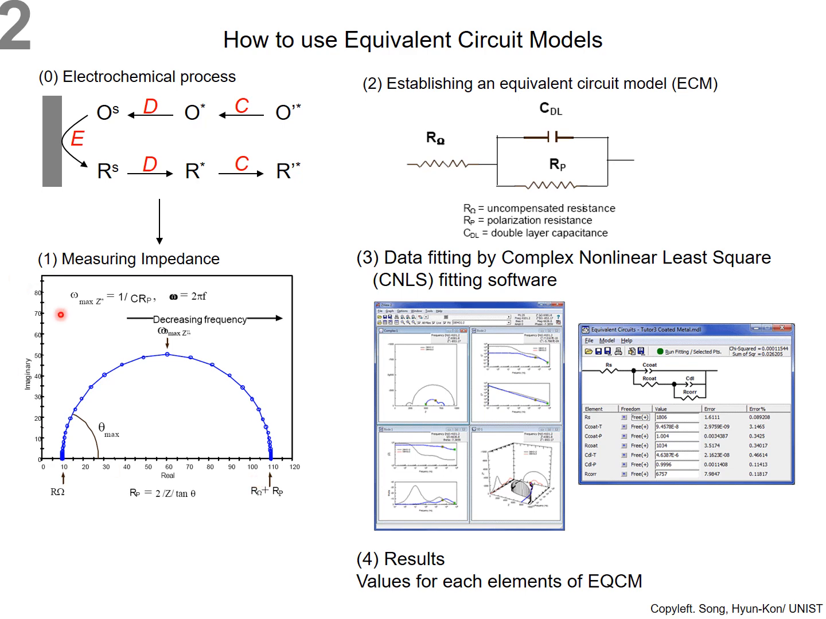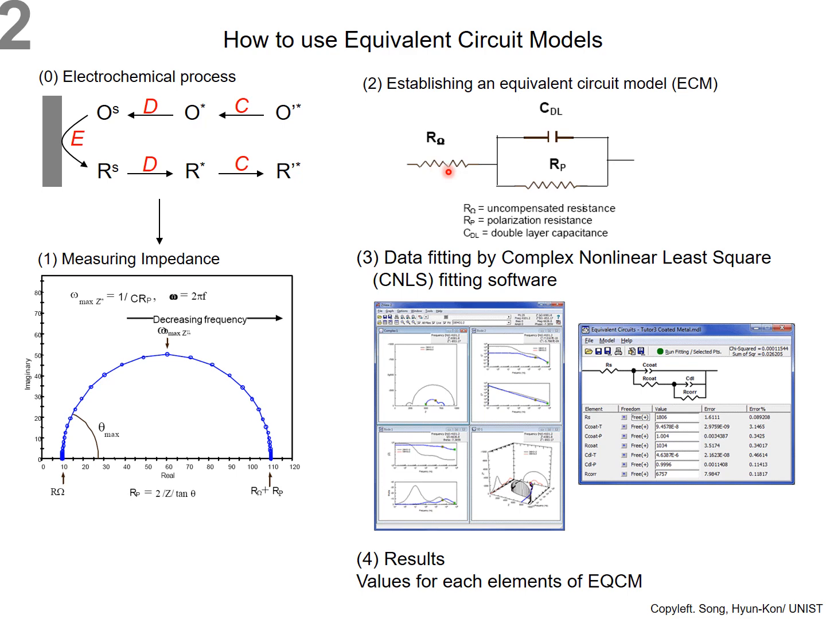Each impedance data has a real number and imaginary number, or amplitude and phase angle. Also, each experimental data point is defined at a single frequency. Right now we have the impedance spectra. And then you should set up an equivalent circuit model which can describe the experimental impedance spectra. By checking the shape, you could set up the equivalent circuit model.